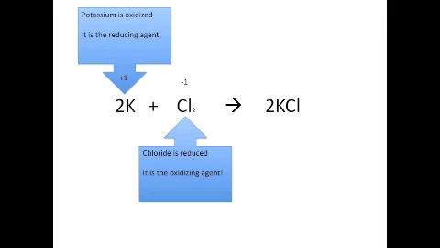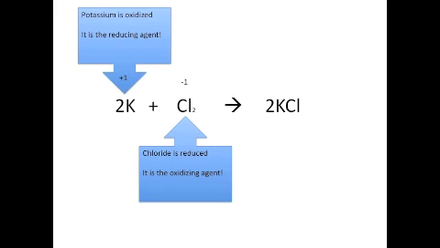Now that we know potassium was oxidized and chloride was reduced, we can determine which substance was the reducing agent and which was the oxidizing agent. Don't worry, this is the easy part. Let's look at potassium first. If potassium was oxidized, it lost an electron. This electron was gained by chloride. Therefore, we call potassium the reducing agent because it reduced chloride.